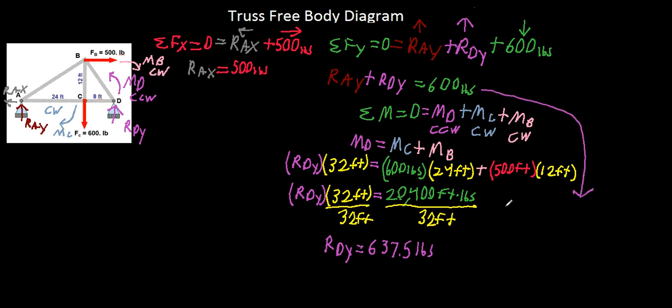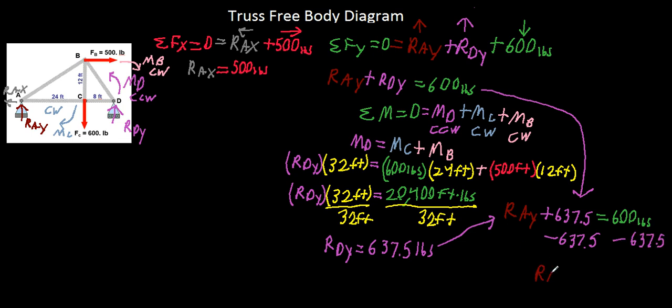So then we can take this equation here and plug in Rudy, and we get Ray plus 637.5 pounds, which we just said was Rudy, and we set that equal to 600 pounds. And so to solve for Ray, we'll subtract 637.5 on both sides, and you might notice that's bigger than 600. And so what does this mean? Well, this means Ray is actually equal to negative 37.5 pounds.